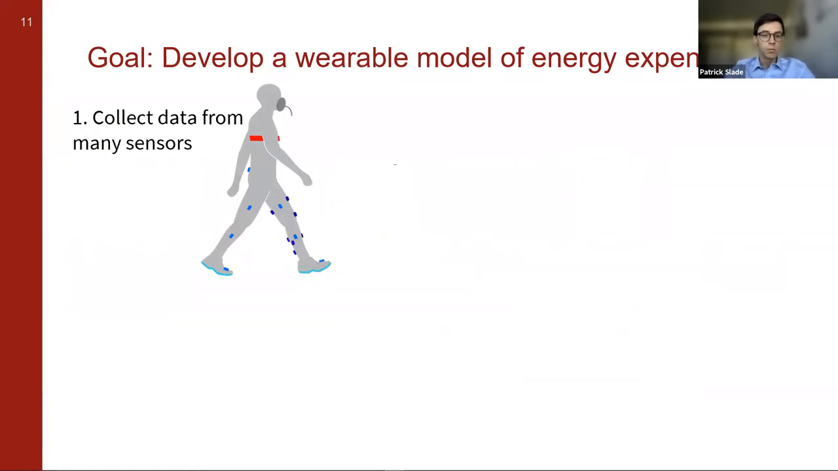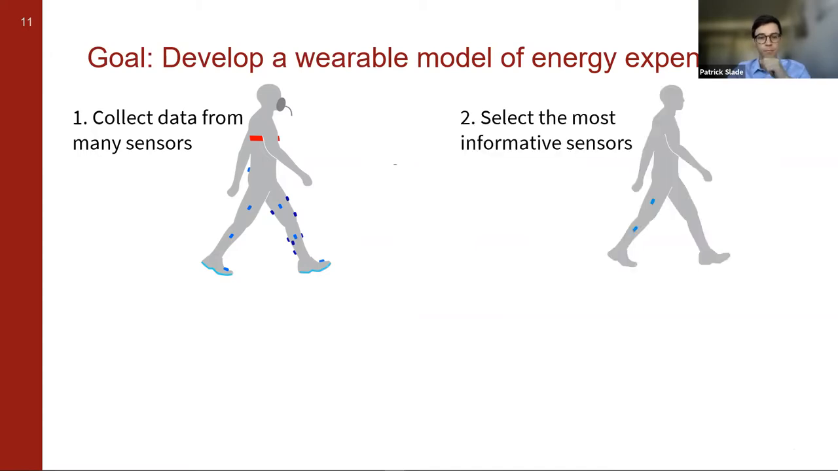So the goal of this project was to develop a wearable model of energy expenditure. And we broke this down into four experiments. The first is collecting data from many sensors. The second is selecting the most informative sensors, so trying to accurately estimate, but also have as few sensors as possible so it's both low cost and easy to wear.